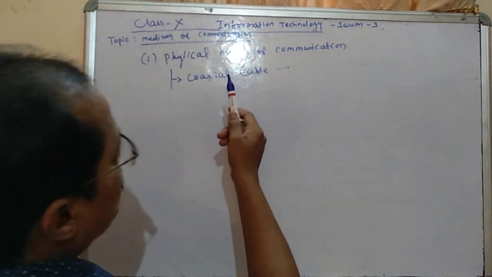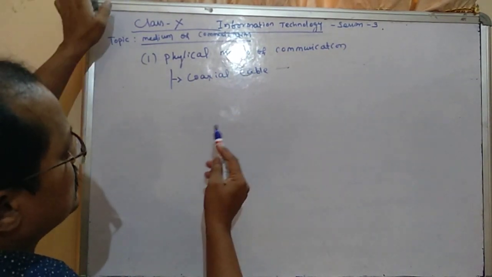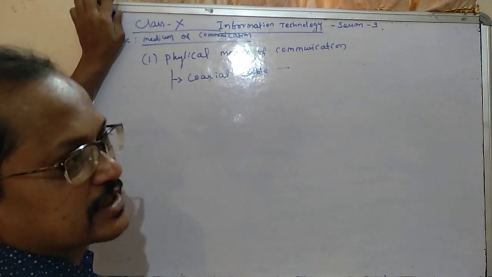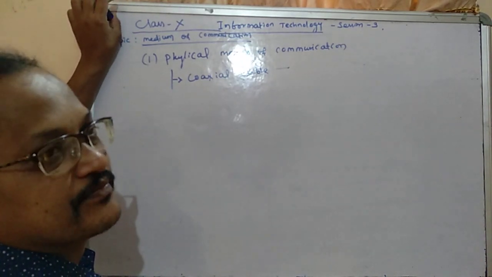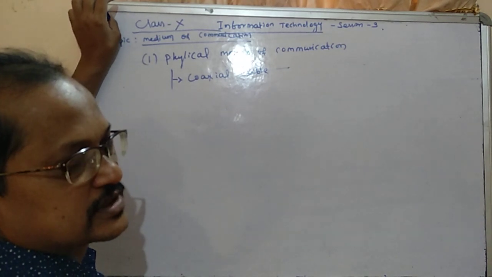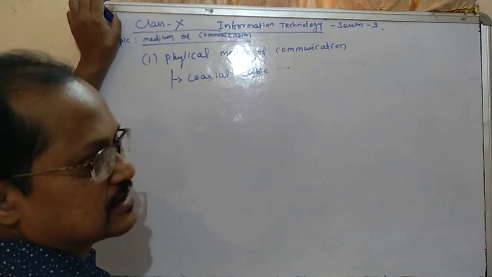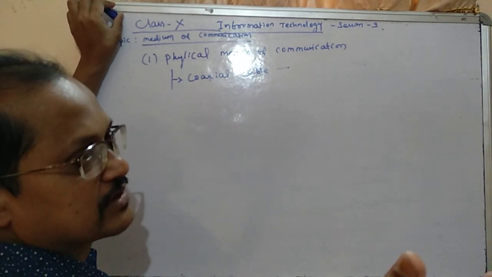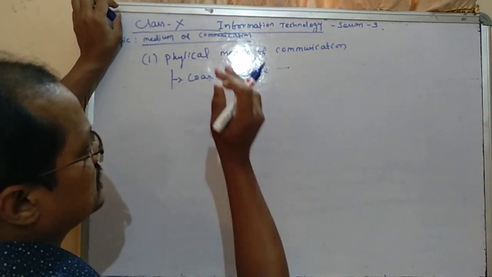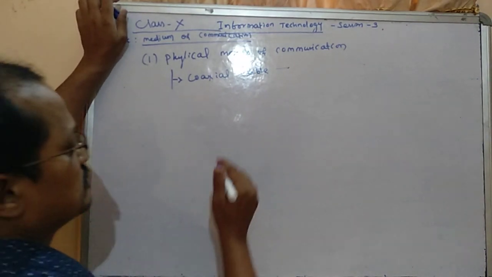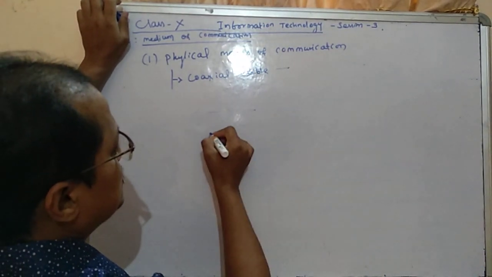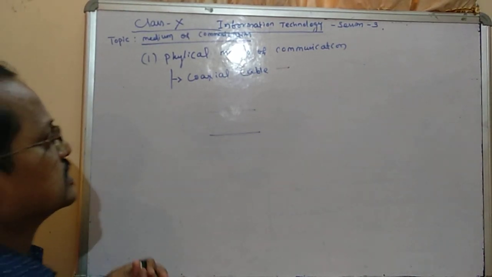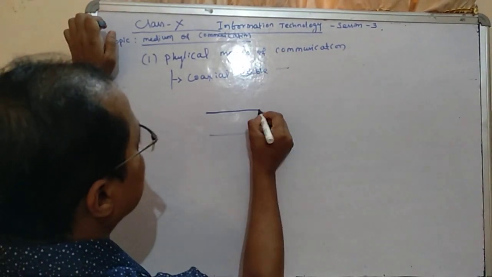First of all, coaxial cable. Basically, it is used in your TV connection, the cable connection. Your cable connection is completely through the coaxial cable. Just see how the coaxial cable is constructed.